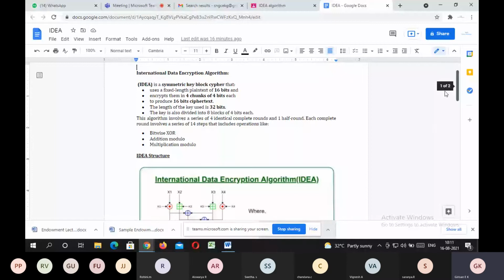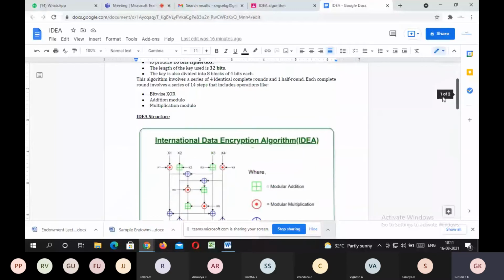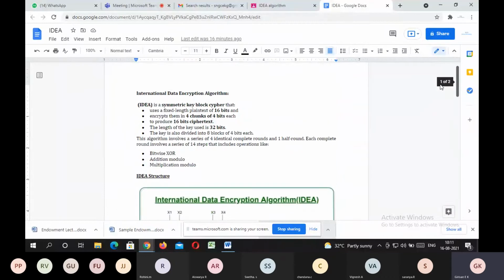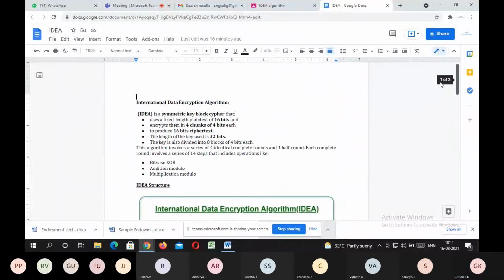Now, this undergoes a sequence of steps. There are around 14 steps that are done in the IDEA algorithm. Before that, there are three important operations involved in the IDEA algorithm. One is that it performs bitwise XOR. All of you know what an XOR operation is. When we have A XOR B, the result will be A B bar plus A bar B. That is called the bitwise XOR operation.